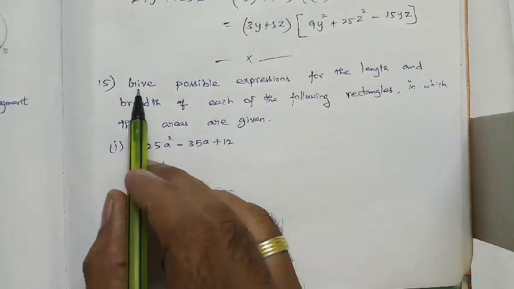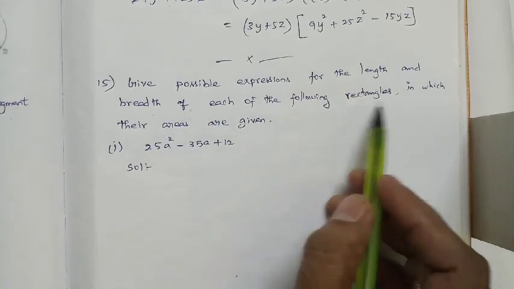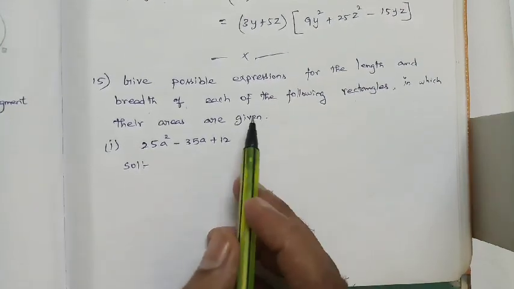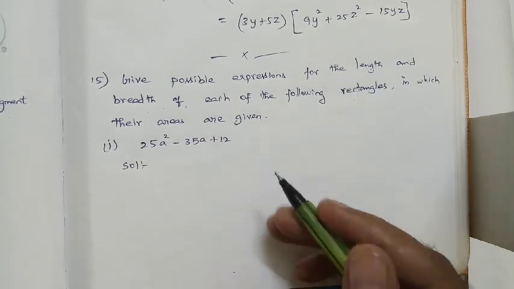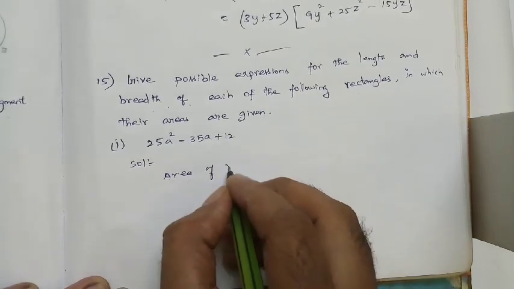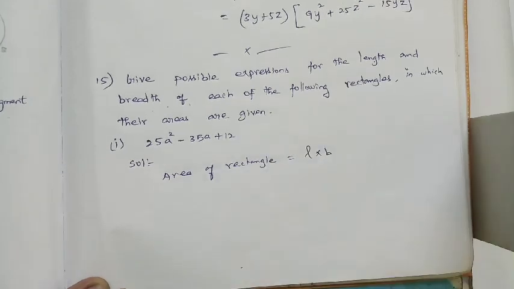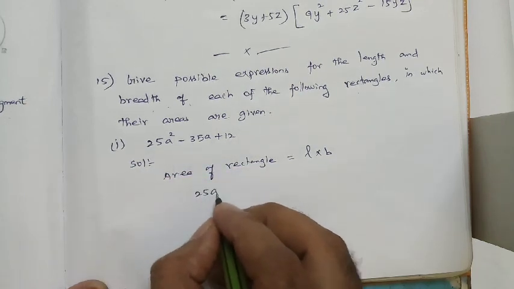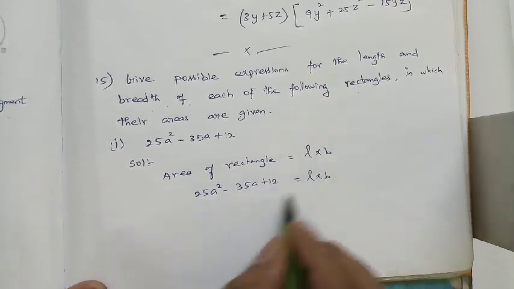Sum number 15: give possible expressions for the length and breadth of each of the following rectangles in which their areas are given. This is the area of a rectangle, and we want to find the length and the breadth. What is the formula for the area of a rectangle? Area of rectangle is equal to L into B, length into breadth. So this is the area, 25 a square minus 35 a plus 12 is equal to L into B.